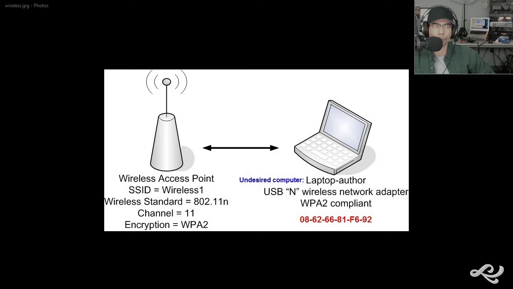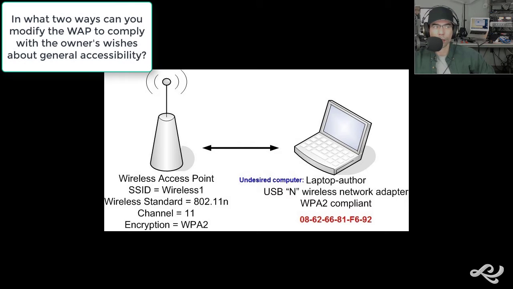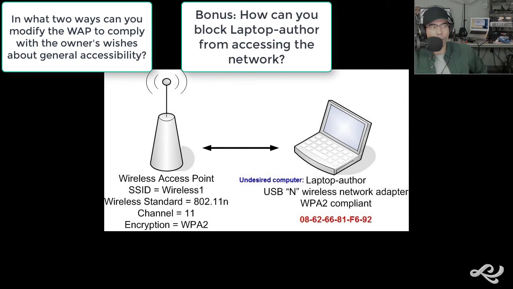So, question: in what two ways can you modify the wireless access point to comply with the owner's wishes about general accessibility? And as a bonus, how can you block laptop author from accessing the network? And I'll give you a moment to pause the video and come back with the answer.